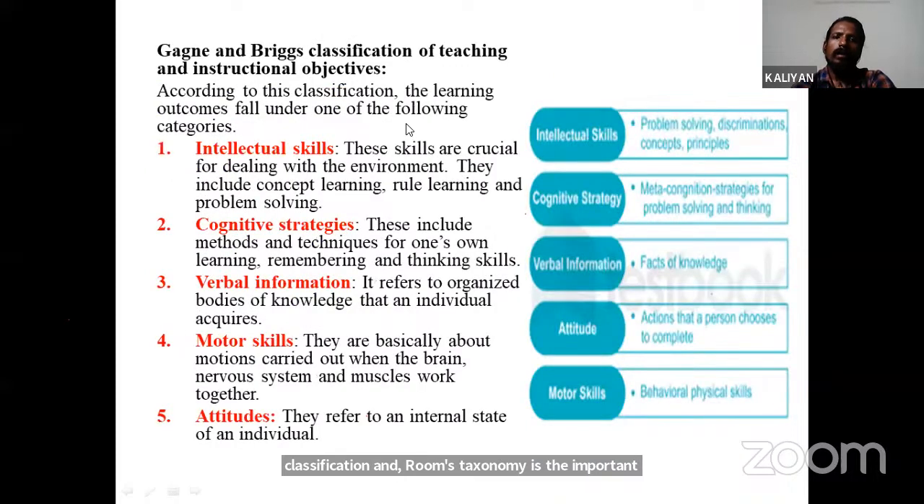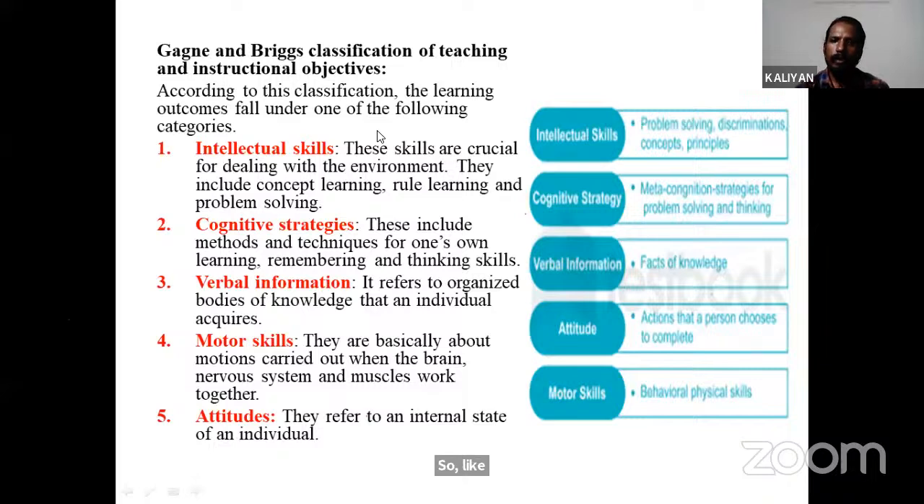And next is the Gagne and Briggs classification of teaching and instructional objectives. According to this classification, the learning outcomes fall under the following categories. Intellectual skills: these skills are crucial for dealing with the environment, such as problem solving and creating concepts and principles. The second one is cognitive strategies. These include methods and techniques for one's own learning, remembering, and thinking skills, so metacognition strategies, problem solving and thinking.